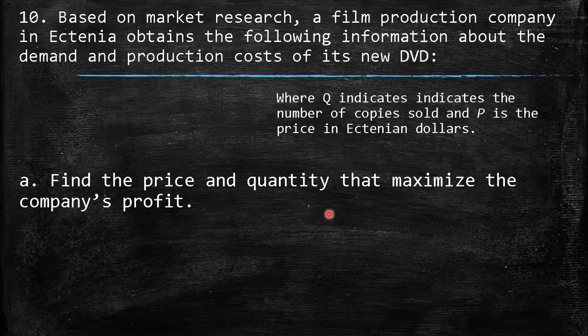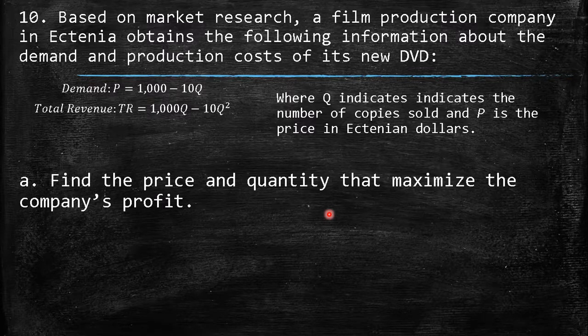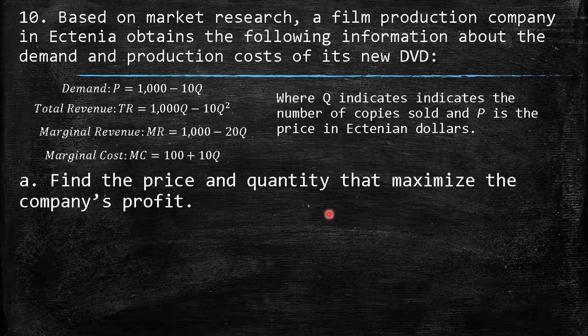Okay, then we have the next point. It says, based on market research, a film production company in Ectenia obtains the following information about the demand and production cost of its new DVD. Here is the demand, here is the total revenue, here is the marginal revenue, and here is the marginal cost, where Q indicates the number of copies sold and P is the price in Ectenian dollars. Find the price and quantity that maximize the company's profit.